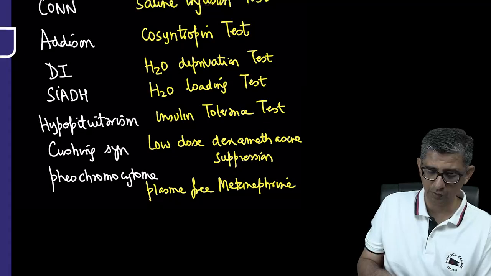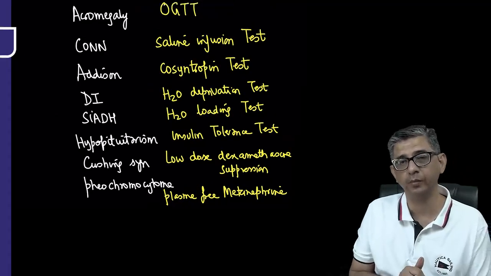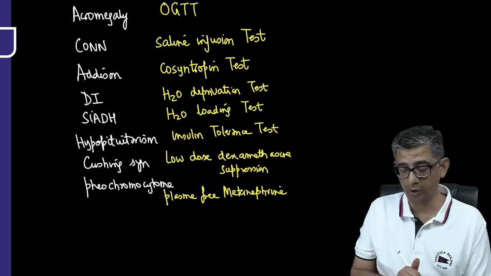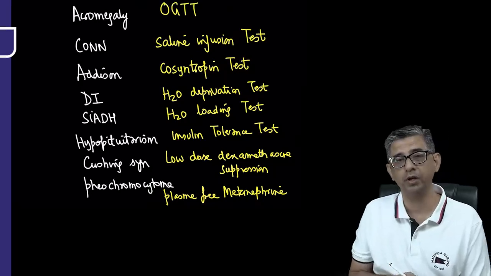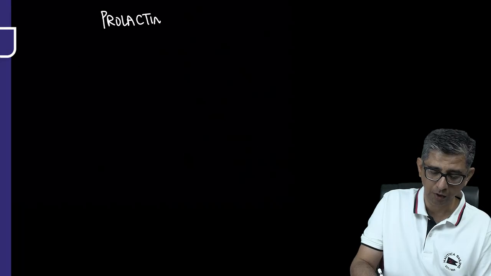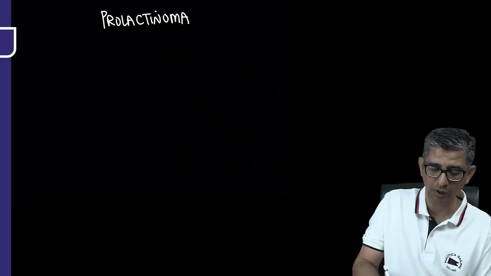So I would say that this was more of a miscellaneous slide where I made you practice important investigations which are to be done in other endocrine disorders. And to finish this topic, I lastly mentioned pituitary tumor, that is prolactinoma. In fact, if he says a functioning tumor, only then the answer would be given as prolactinoma.